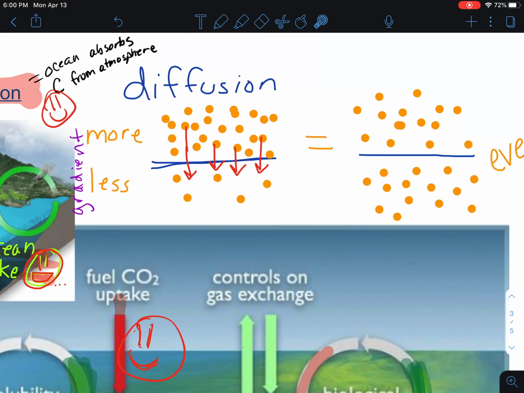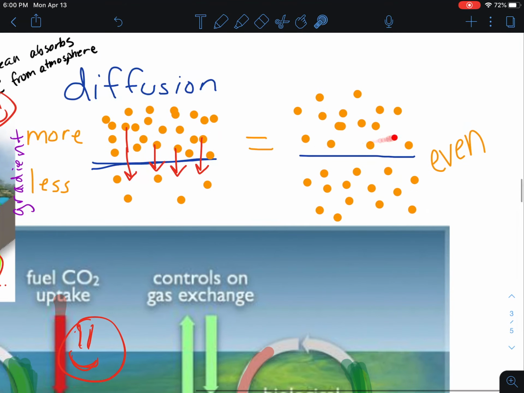What happens is there is an area where there is more of some particular particle, these orange dots in this case. Then there is an area where there are less of these particles. The area with more particles, they just kind of wiggle around and move until they find themselves in the area where there was less. So in the result, we get even amounts of particles on the top and on the bottom. That is what diffusion is.